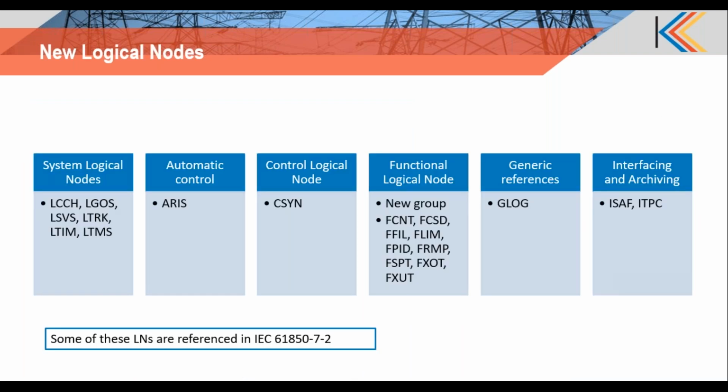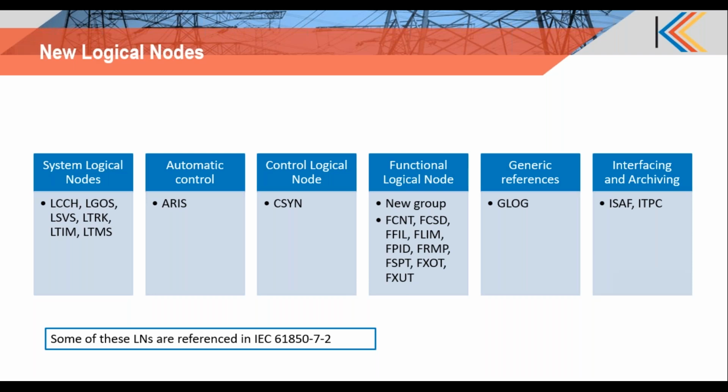Similarly, we have a few logical nodes also being added. We have system logical nodes like LGOS, LSUs, LTRAC, LTM, LTMS. These are new special logical nodes that represent new functionalities. The LGOS, LSUs, LTRAC logical nodes are actually defined in IEC 61850-7-2. The regular practice is that logical nodes are defined in 7-3 and 7-4, but here we can see a deviation from the general practice, and I believe the reason is their linkage with the functionality.